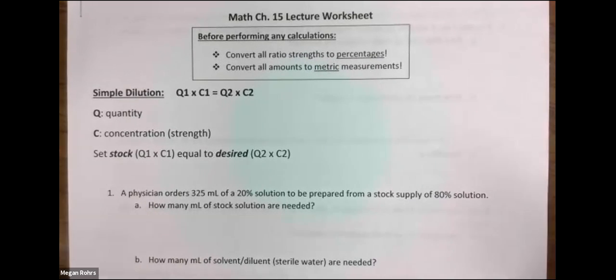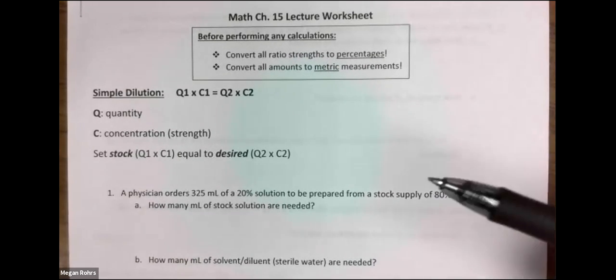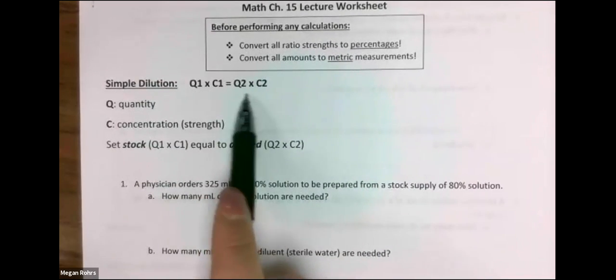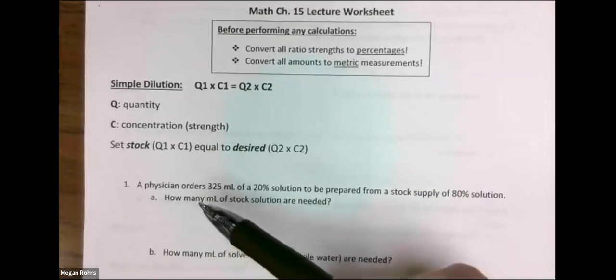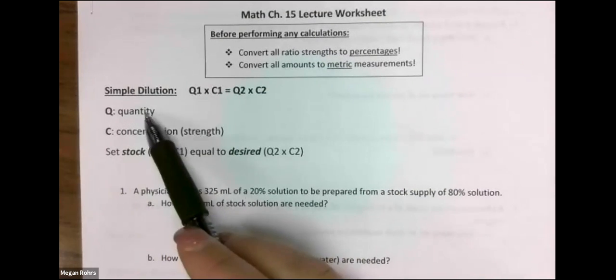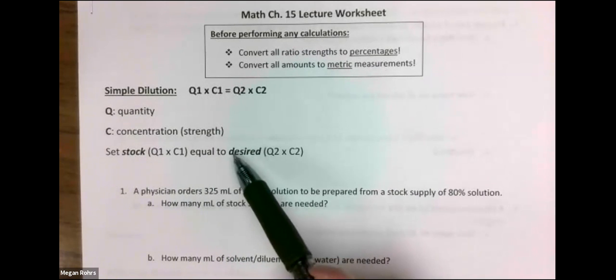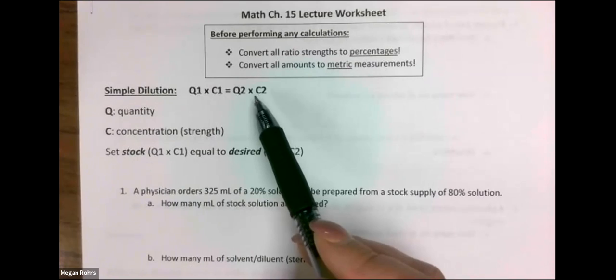Okay, so looking at this lecture worksheet here, I have the rules up top. I have the simple dilution equation that you can follow here. Remember, Q is quantity, C is concentration. Set your stock equal to your desired, okay?